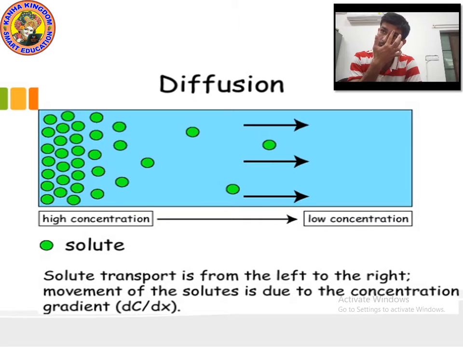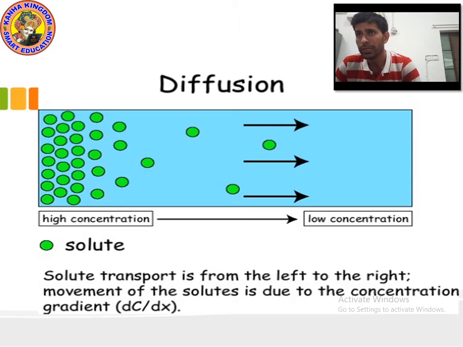This is the picture of diffusion. It's actually a rough picture, not an actual diagram. You can see the green balls. You can imagine these green balls as the solute. Suppose that they are in a high concentration region. These green balls are in which region? High concentration region. They are moving towards which region? They are moving towards the lower concentration region.